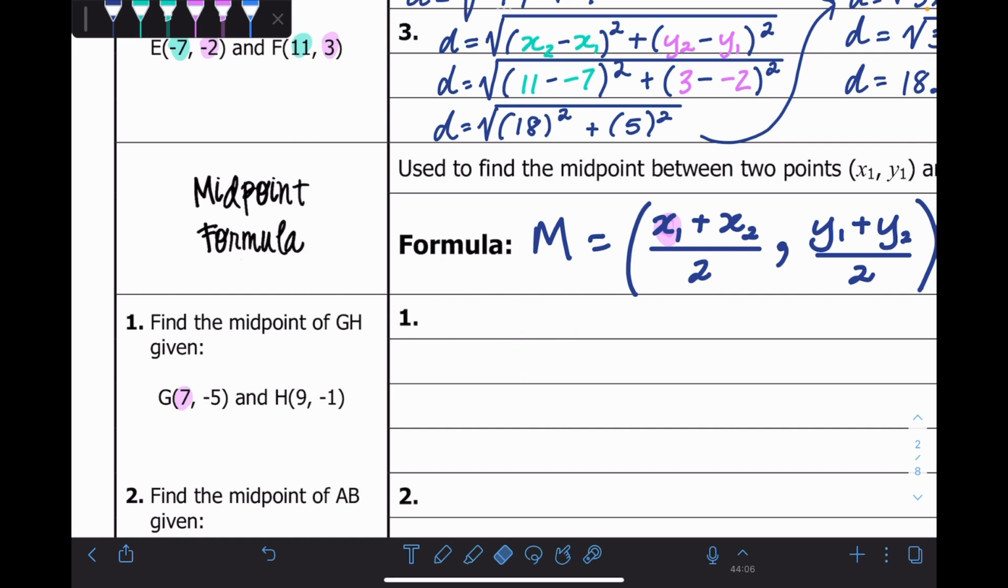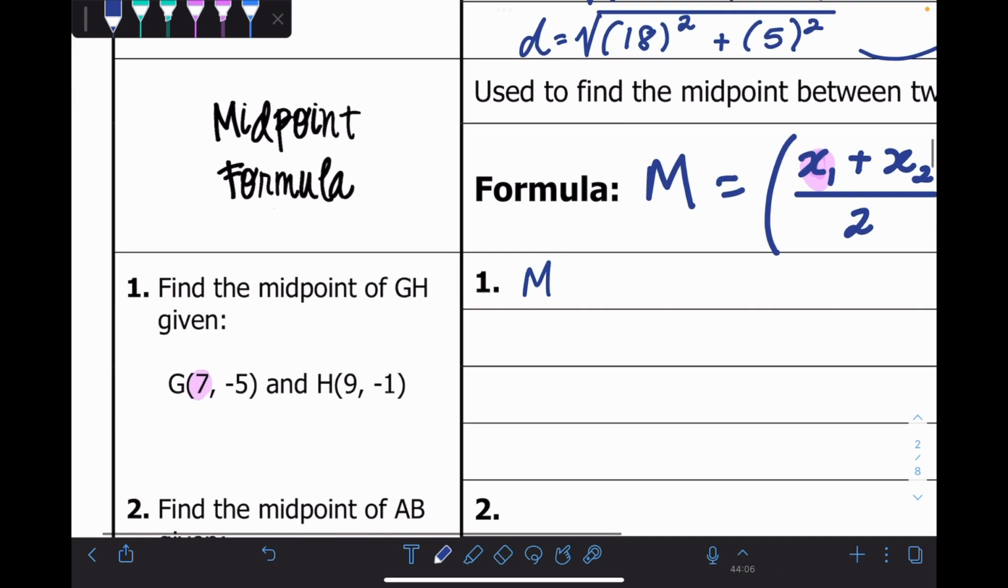sorry, I just noticed it was on the wrong size pen, which is just weird. All right, anyway.